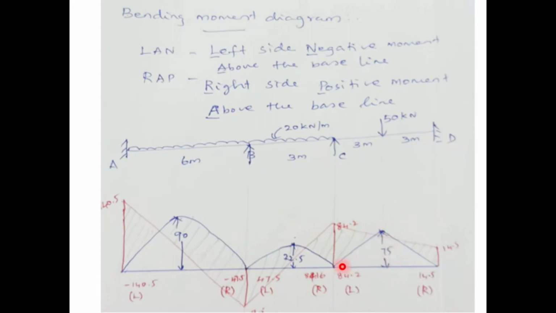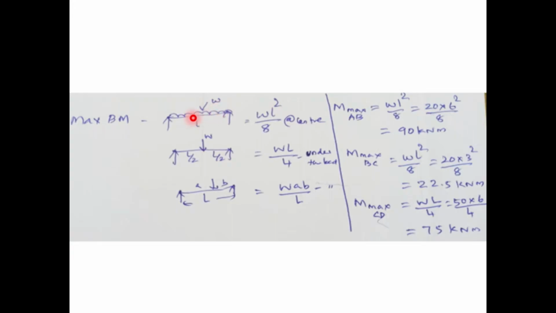Okay, what is the shape of the bending moment diagram for concentrated load? Inclined straight line. Okay, now we have to shade the remaining portion. This is your net bending moment diagram. See here, the maximum bending moment in case of UDL acting at the center, the formula is WL square by 8. We got 90 kilonewton meter. Concentrated load acting at center, the maximum bending moment formula is WL by 4, which will be under the load. So we got 75 kilonewton meter for CD member.